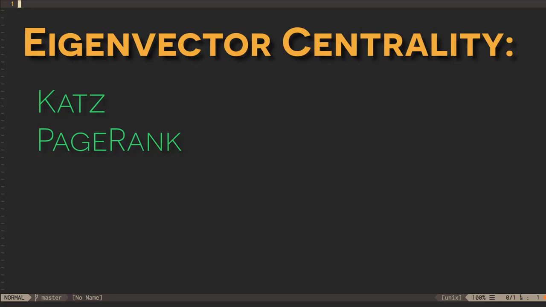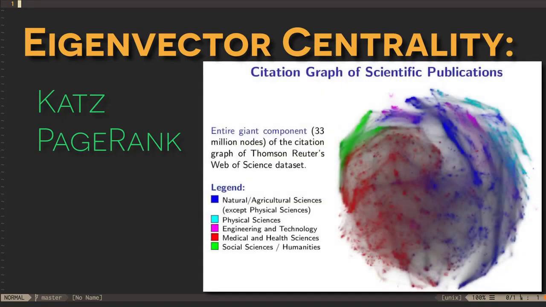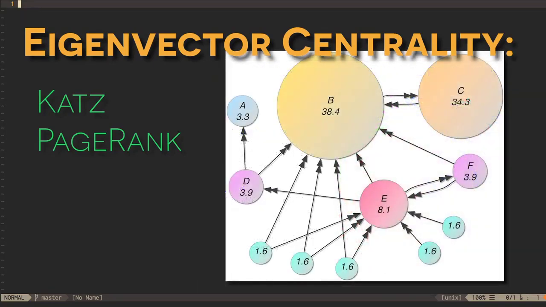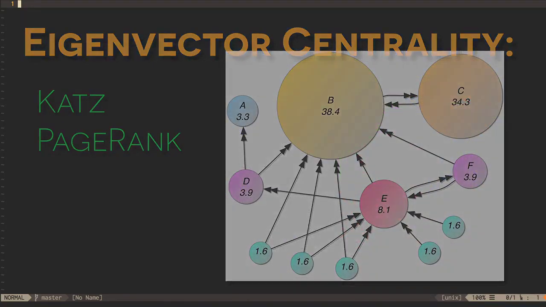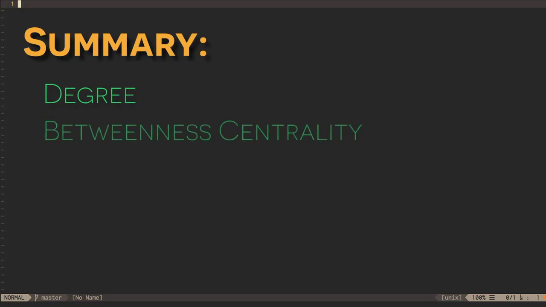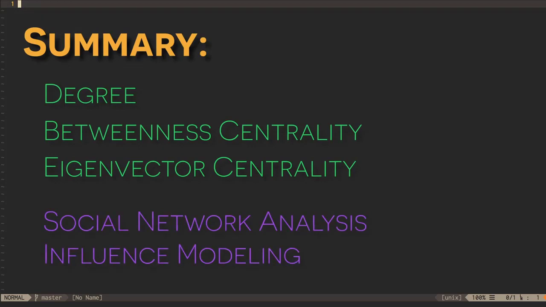We won't get into the details of these algorithms, but in addition to social network analysis, they are important for assessing the importance of linked knowledge artifacts like scientific papers and even web pages. Google's PageRank algorithm is a modified version of eigenvector centrality. So that's a few ways to measure the importance of vertices within a graph: degree, betweenness centrality, and eigenvector centrality, as well as how these measures are applied to social network analysis and influence modeling.